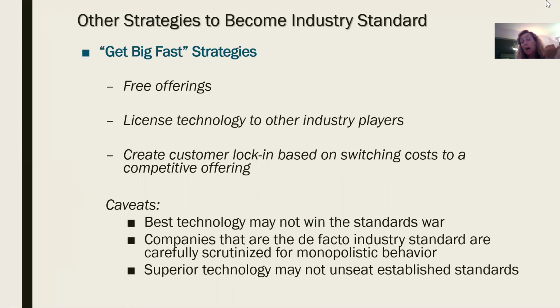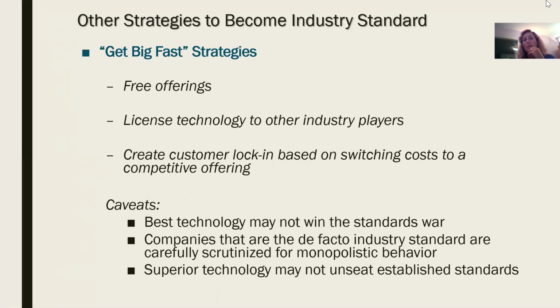One way to amplify the speed with which to get this installed base is to make sure you have free offerings, which is very difficult to do if you've spent a lot of money on R&D. You can also license your technology to other industry players, which is what Android has done. They've licensed Android, even though it's technically not a license per se. But by having lots of phone companies who build on Android, they're hoping to become the de facto standard. And the best technology may not win the standards war.